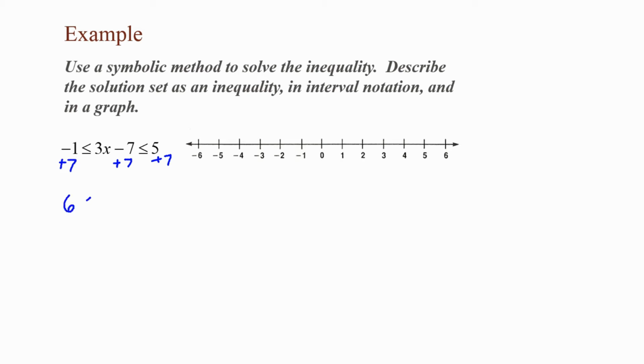-1 plus 7 is 6, less than or equal to 3x, less than or equal to 5 plus 7, which is 12. Then we want to divide everything by 3. Our result is 2 less than or equal to x less than or equal to 4. When we graph the inequality, we want a solid dot at 2, a solid dot at 4, then we'll shade between 2 and 4. For the interval notation, we have bracket, 2, comma, 4, close bracket.